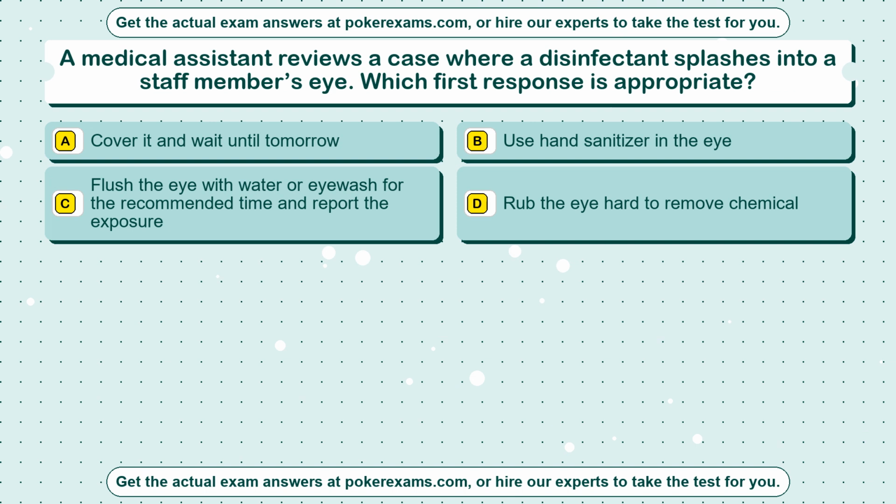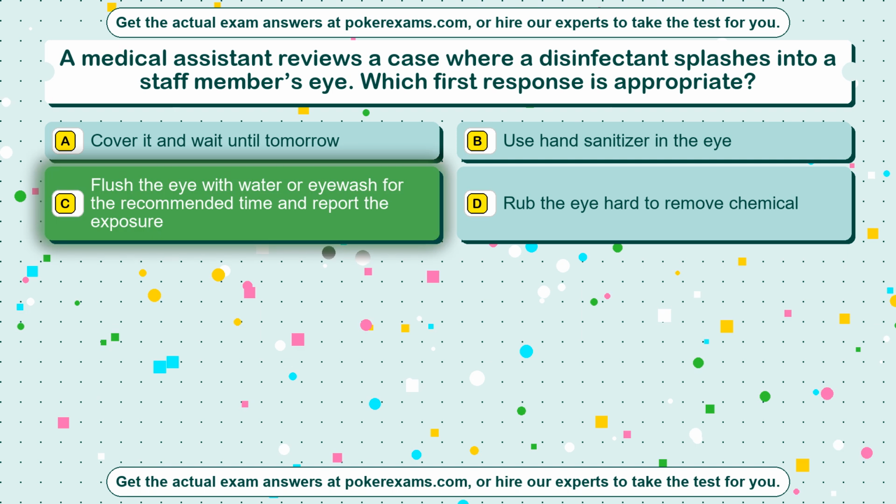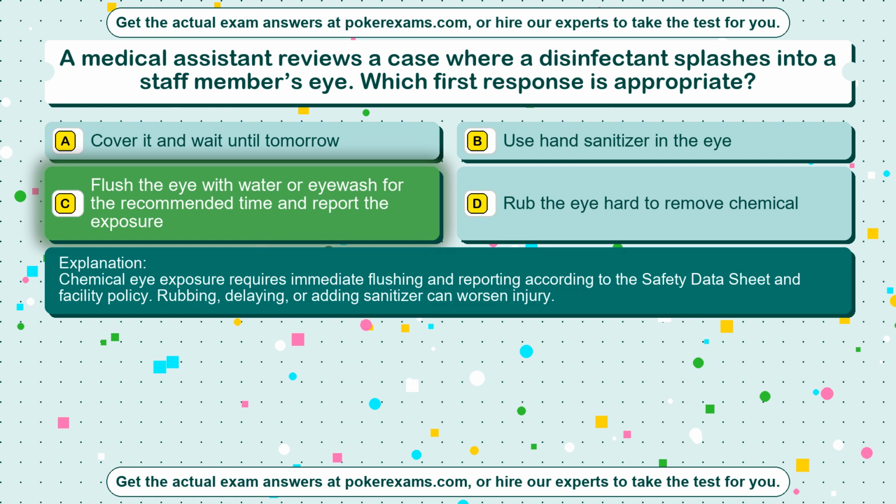Question 88. A medical assistant reviews a case where a disinfectant splashes into a staff member's eye. Which first response is appropriate? Option A, cover it and wait until tomorrow. Option B, use hand sanitizer in the eye. Option C, flush the eye with water or eye wash for the recommended time and report the exposure. Option D, rub the eye hard to remove chemical. The correct answer is option C, flush the eye with water or eye wash for the recommended time and report the exposure. Chemical eye exposure requires immediate flushing and reporting according to the safety data sheet and facility policy. Rubbing, delaying, or adding sanitizer can worsen injury.